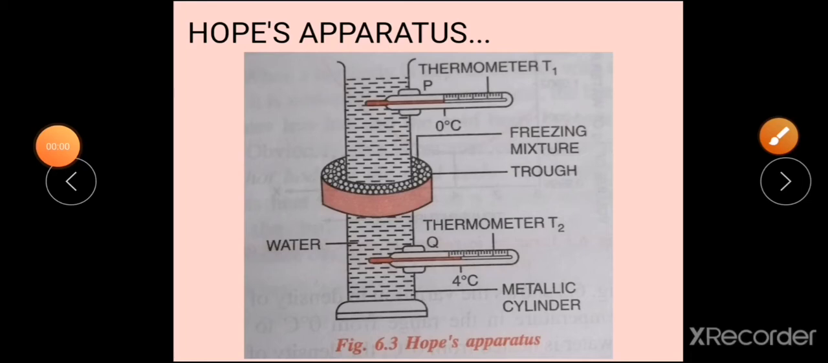Now this is the figure you are going to have for your Hope's experiment. As I told you earlier, you are having a thermometer at the top T1, thermometer T2 at the bottom, center you are having a trough in which you are having the freezing mixture, and this freezing mixture will be a mixture of ice and salt. Clear? Let us come to the experimental procedure.